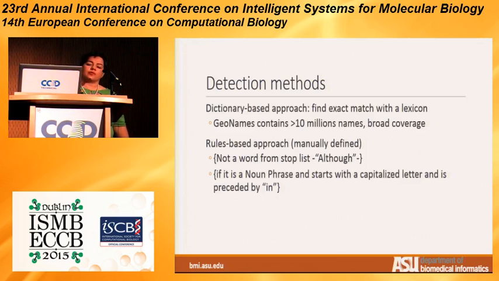Then others have proposed a rules-based approach, of course, where you learn the syntax and patterns of how people mention location names, and get a stop word list so that you eliminate some of them. So although is a place, it's in GeoNames, so we need to not have it there, otherwise it's going to create all kinds of extra matches in a document.